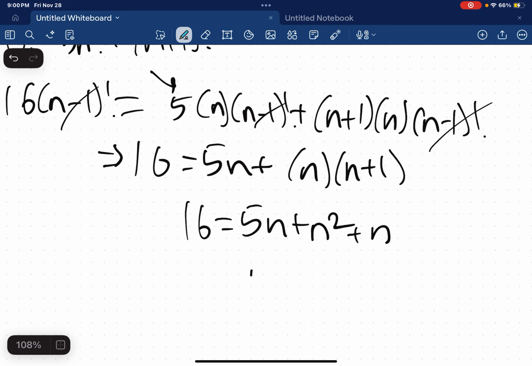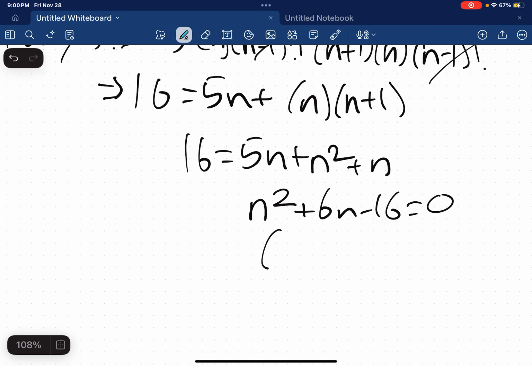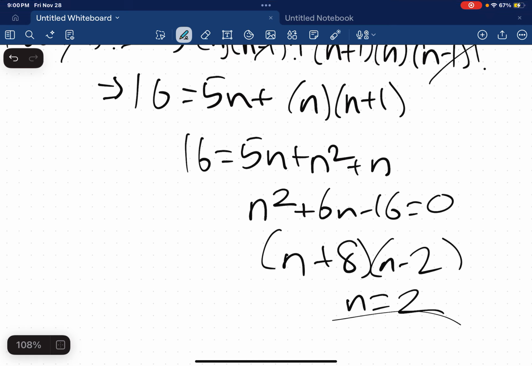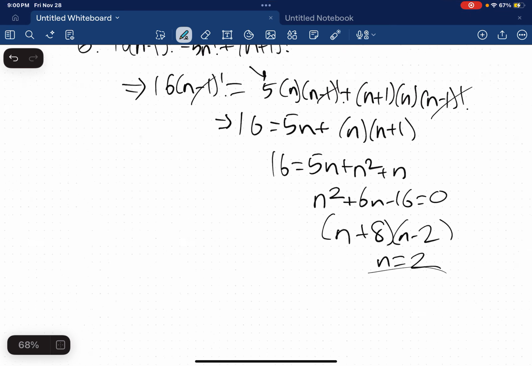We get another quadratic equation. So we get n squared plus 6n minus 16 is equal to 0. That factors out to (n plus 8) and (n minus 2). Since n has to be an element of the positive integers, we get n equals 2.